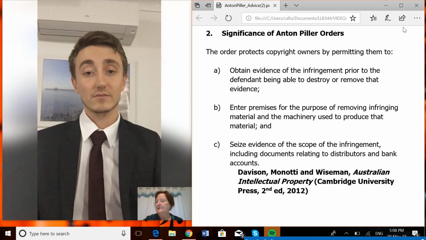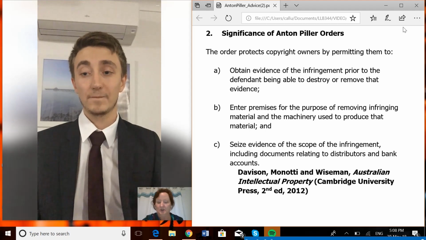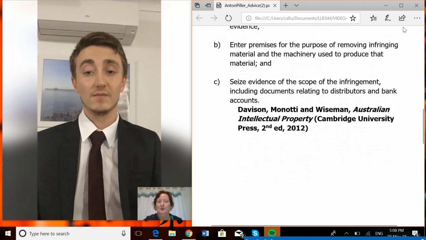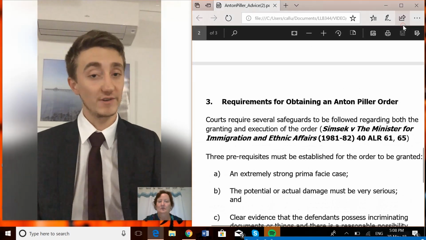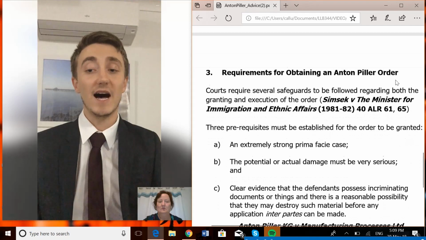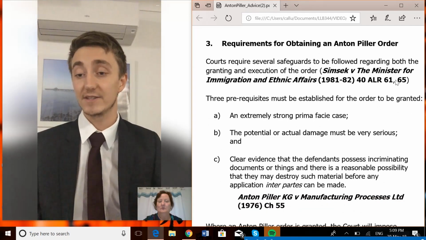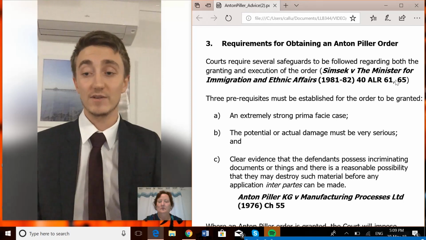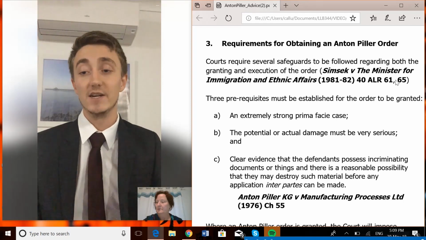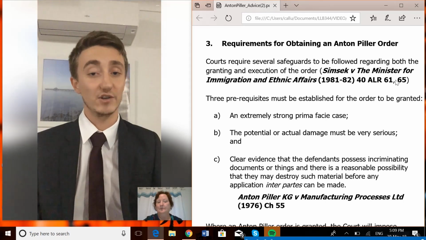Okay, so that sounds good. So how do we go about getting the orders? What do you guys need to do? Yeah, so the courts have inherent jurisdiction to ensure that justice is achieved between parties. However, they've also recognised that Anton Piller orders are an extraordinary remedy that are intrusive and disruptive on defendants. Accordingly, the courts have been seen to exercise a significant degree of caution and control in both the granting and also execution of the order.